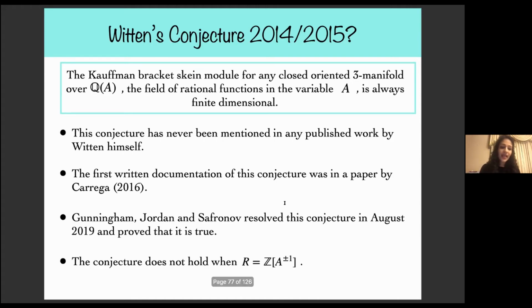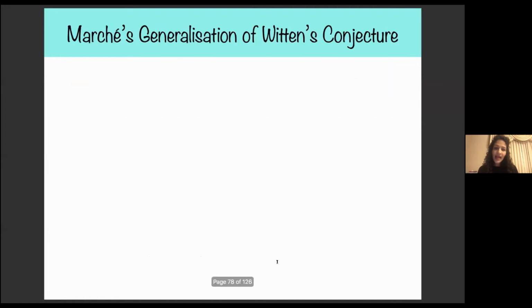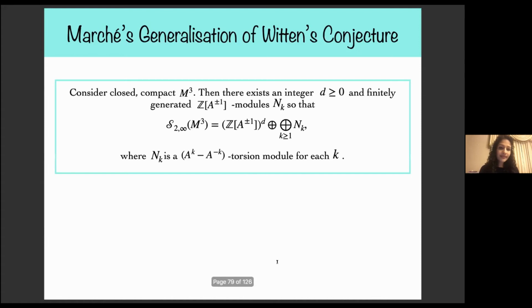All right. However, this conjecture does not hold when we work with the ring of Laurent polynomials in the variable A. And the shining example is the Skein module of S1 cross S2. It is infinitely generated. So the next question that arises is that, is there any particular structure or any defined structure for the Kauffman-Brackes Skein module over this particular ring? And in 2019, Marché conjectured the following.